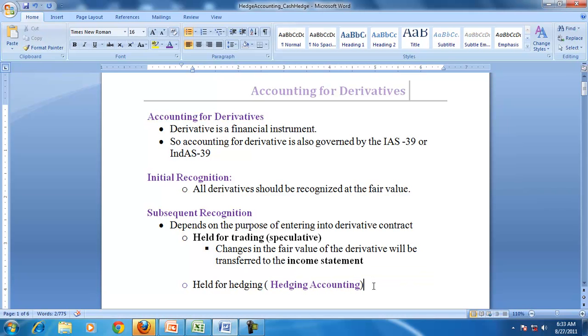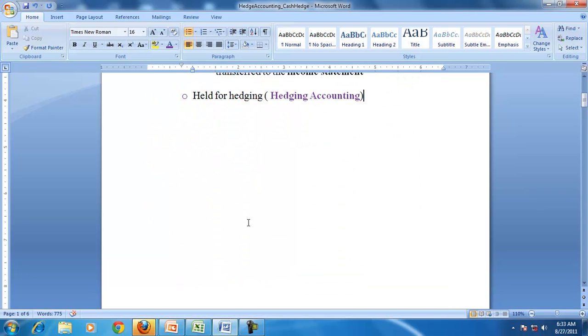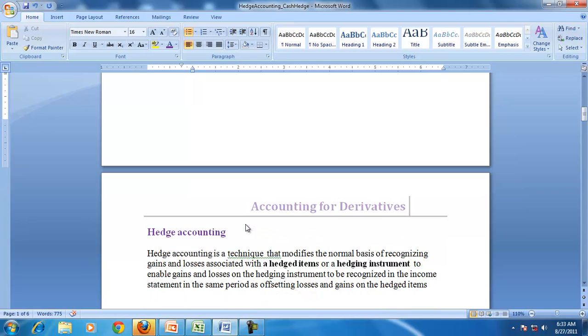So what is this hedge accounting? How different is hedge accounting from other accounting for financial instruments is the focus of our discussion. Hedge accounting is actually a technique that modifies the normal basis of recognizing the gains and losses associated with a hedge item and a hedging instrument. What does that mean?